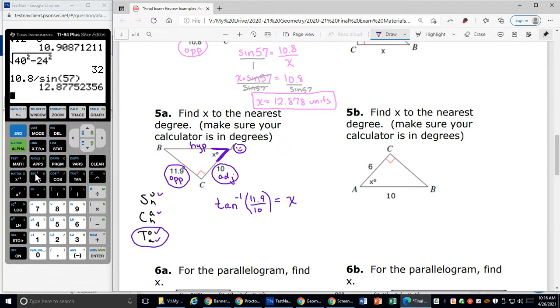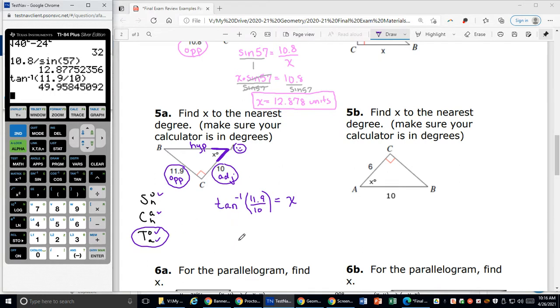So the inverse tangent. Now, if you notice, my little negative ones are here in blue. So I'm going to hit second and tangent, and it opens up that parentheses. It puts that little negative 1. 11.9 divided by 10. Close that parentheses, and when I hit enter, I get 49.95845092. It says to the nearest degree, so that means to the nearest whole number. That's going to be 50 degrees. 50 degrees is my value for that angle.